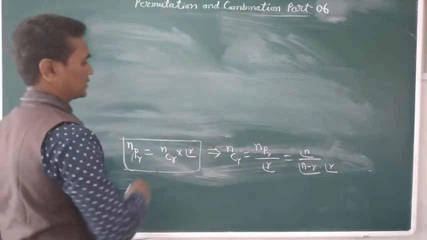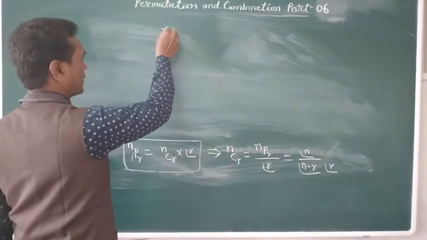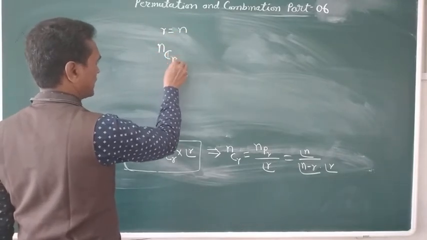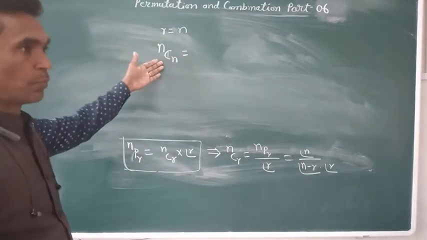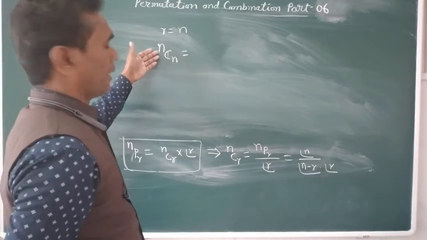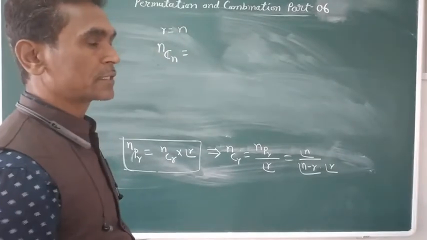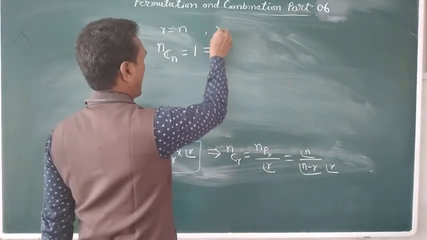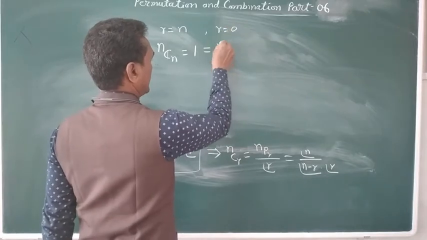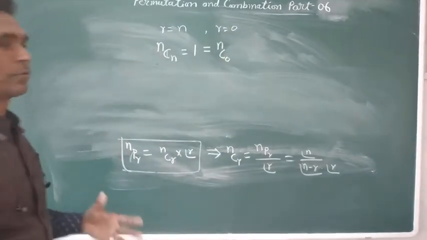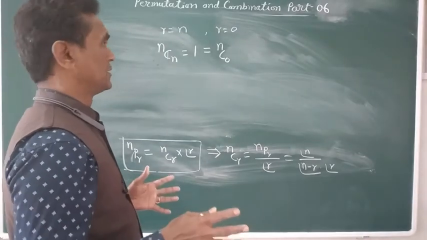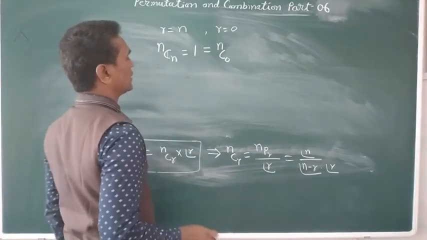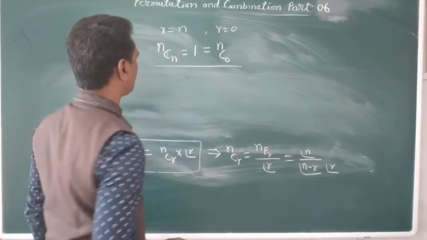The nCr formula is this. If you put r equal to n, then nCn means the number of groups of n things taken all at a time. Obviously it will be 1. Now if you put r equal to 0, then nC0, the number of groups in which no element is there, obviously it is 1, that is empty, so that is also 1. So you have to learn this formula.